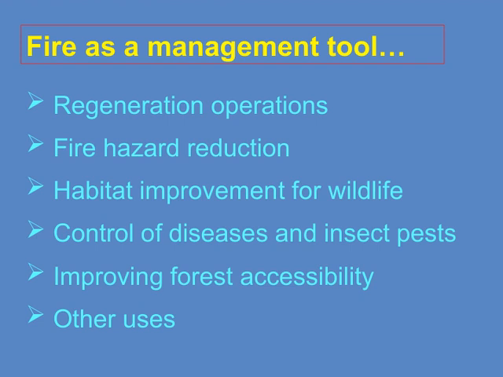Fire also contributes to habitat improvement for wildlife, creating diverse environments that many species depend on for shelter and food. Additionally, controlled fire is used to control diseases and insect pests that threaten forest health, helping maintain a balanced ecosystem. Improving forest accessibility is another benefit. Fire can clear pathways or open areas, making it easier for people to enjoy and manage these lands responsibly.